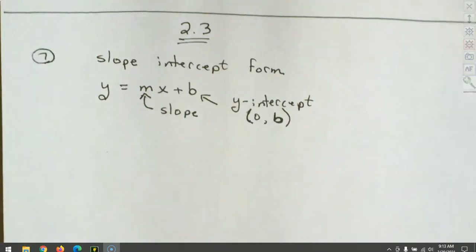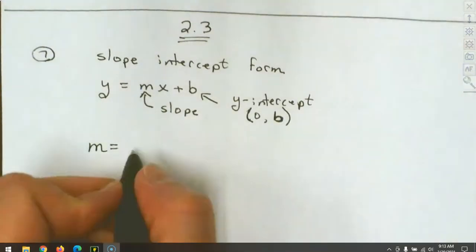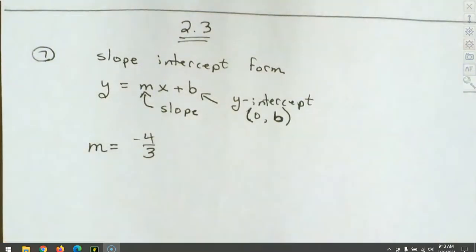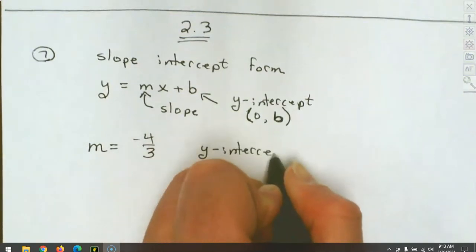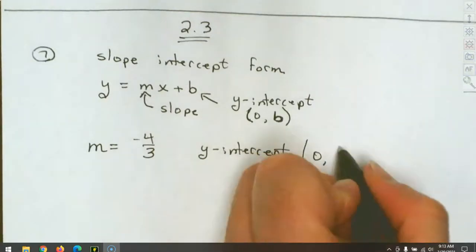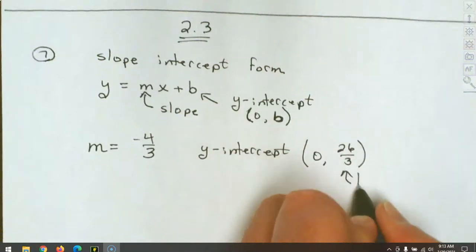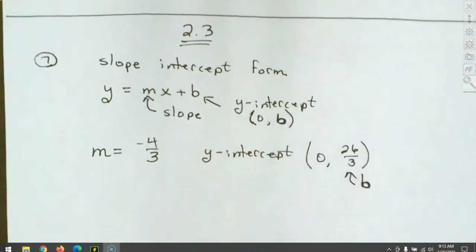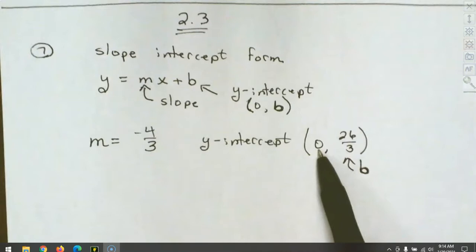So for question 7, what we have is m equals negative 4/3. And we've got our y-intercept of (0, 26/3). What is this? This is your b. And how do I know it's a y-intercept? Because it tells me. And also, that's 0. If that's 0 at the beginning, that automatically is a y-intercept.